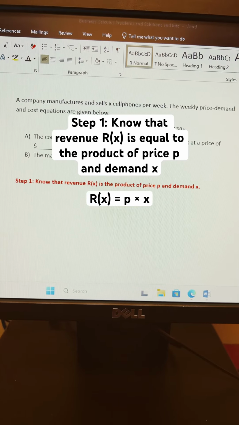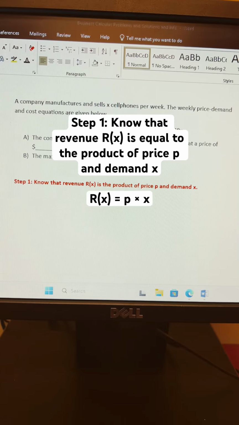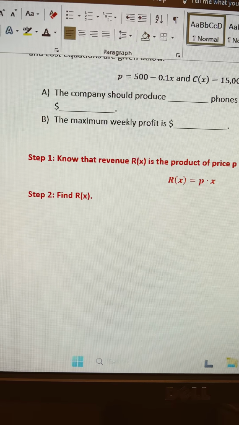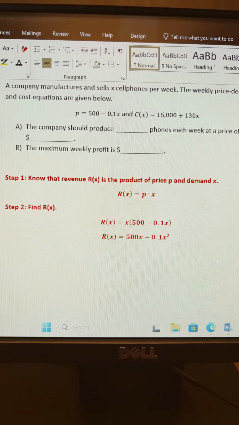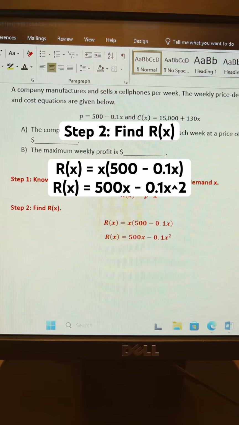Step 1 is to know that revenue is equal to price times demand, with p being price and demand being x. Step 2 is to find R of x. So multiply x by the given value of p to get 500x minus 0.1x squared.